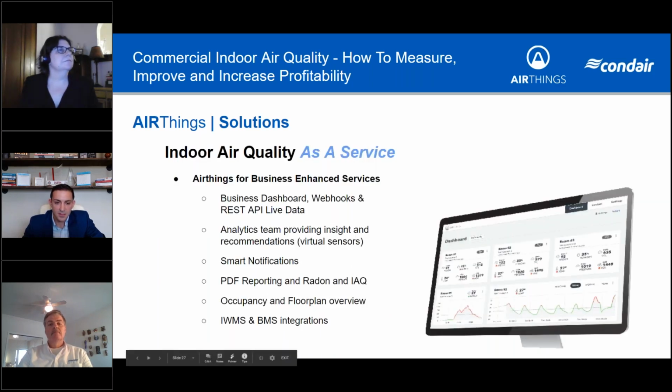Next slide. Here's a quick snapshot of our dashboard. It is completely customizable, and I mentioned we can set up the webhooks and the REST API. We have actually had people doing control based off of the data we provide, the analytics team, the smart notifications, occupancy and floor plan. I want to show a quick example of that, and then we're going to hand it off to Rick, and he's going to educate us a lot more about humidification and some of those applications. If we could go to the next one.